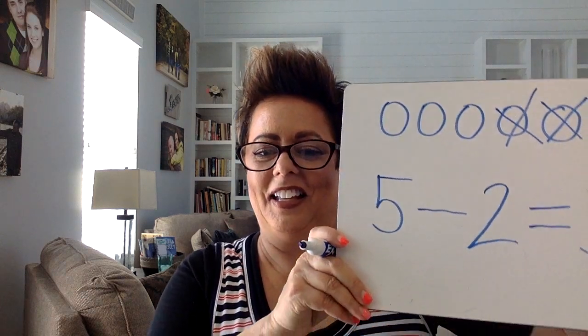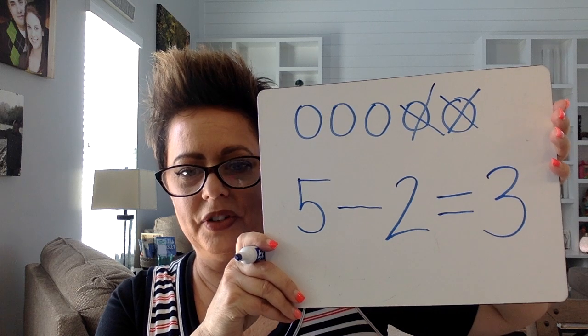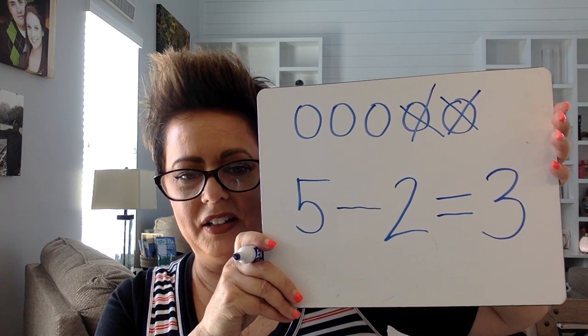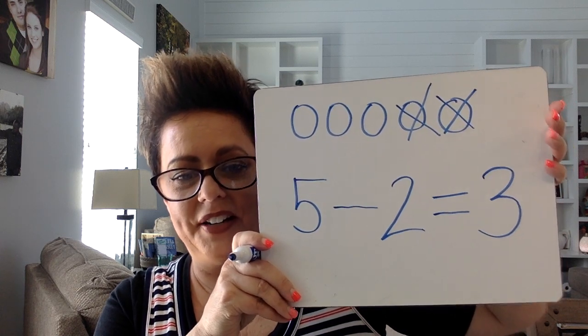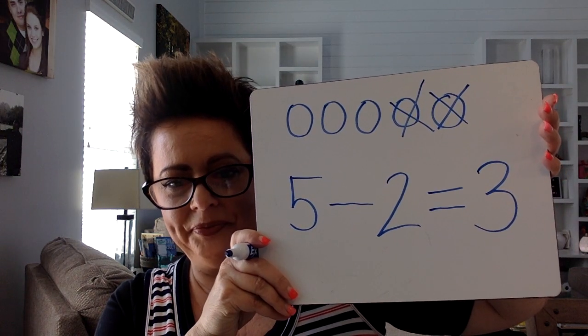Okay, are you ready? I'll give you a few more seconds. Okay. 5 minus 2 equals 3. If you didn't write that, go ahead and fix it and write it. We always want our brain to see the correct answer.